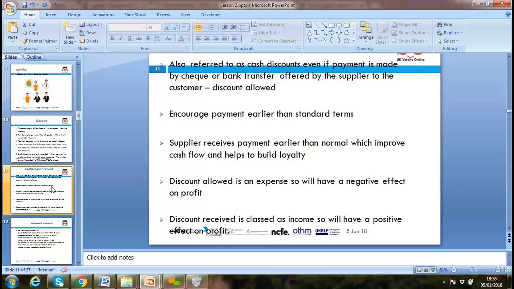Then there is discount allowed and discount received. What is the difference? Discount allowed: we are giving a discount as a company, which is an expense for the business. Discount received means we are receiving a discount, which is income for the business. All right, so the allowed one is a loss for the business, and received is an income for the business.